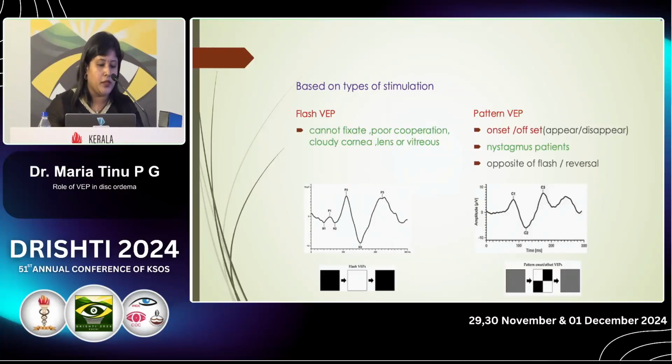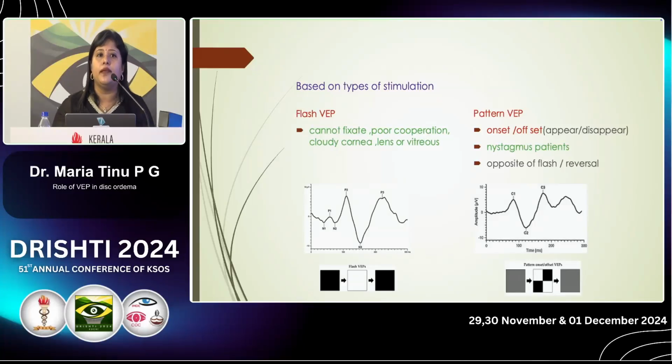Based on the types of stimulation, it can be flash VEP or pattern VEP. Pattern VEP is again divided into onset-offset, pattern reversal, etc. Flash VEP should be used in patients who cannot fixate, have poor cooperation, or have media opacities. The problem is that it is a cruder response, with intersubject and intrasubject variation. We get 3 negative and 3 positive waves. So you should use flash VEP in patients having poor vision.